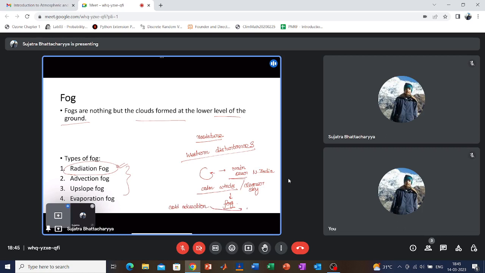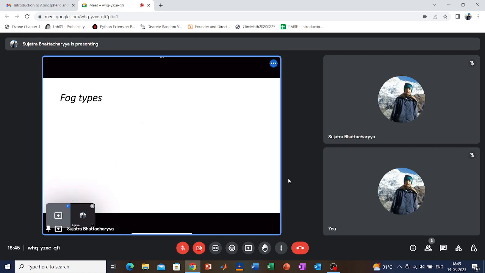That actually releases the fog. Okay. Now these four types of fogs I will discuss one by one. Okay, the first type of fog is the radiation fog.